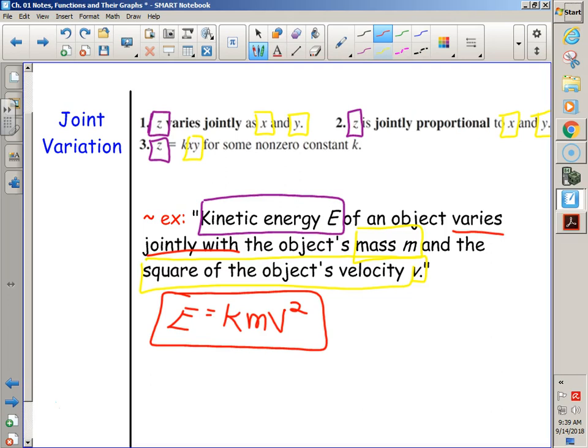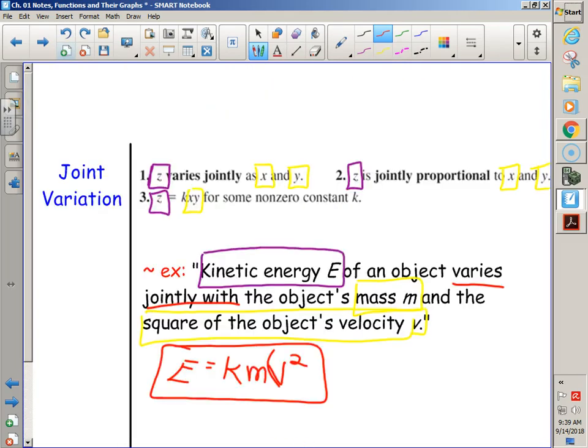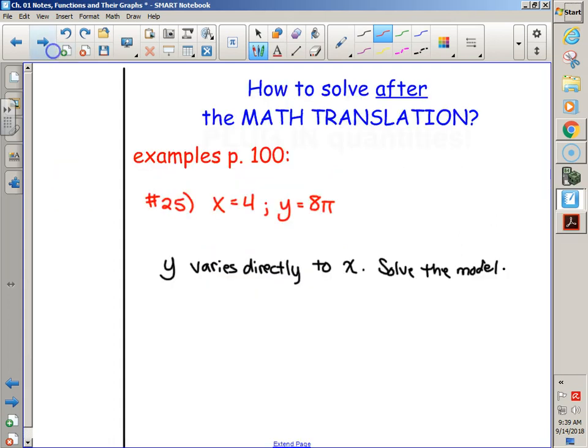Well, technically, PEMDAS would say you could put parentheses around the V. Technically, though, it's redundant because PEMDAS would say that the square goes first anyway. Let me undo real quick. So PEMDAS would say square the V, then do times M times K, or technically square the V, K times whatever's left. But good question, Robbie.